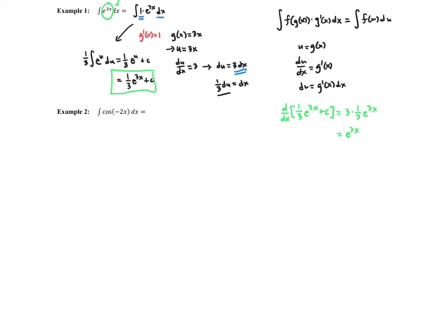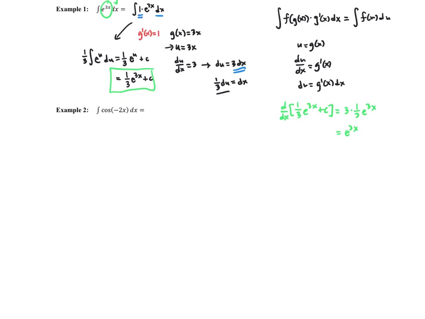Okay, let's look at example 2. Now I'm going to start to move a little quicker. I'm not going to look at all of this notation over here necessarily. I'm just going to take this concept and run with it. Again, my g of x, or my u, is typically nested inside a function. It could also be, for example, in the denominator. We'll see that coming up soon as well.